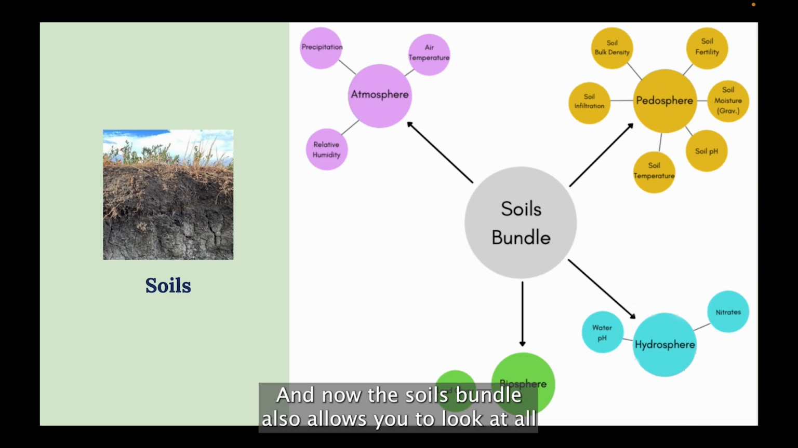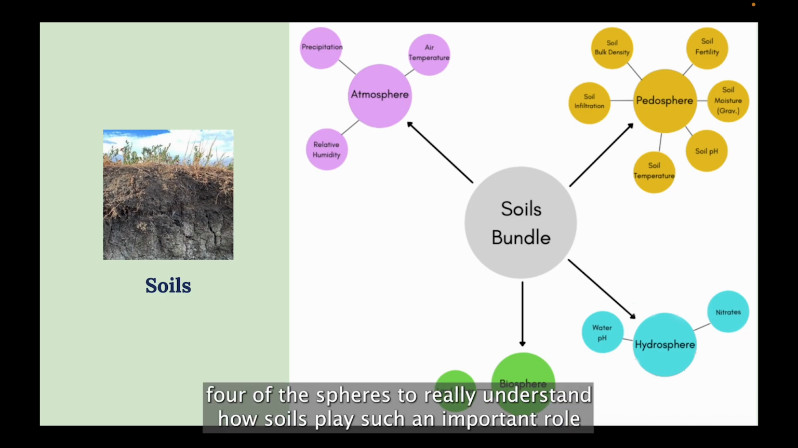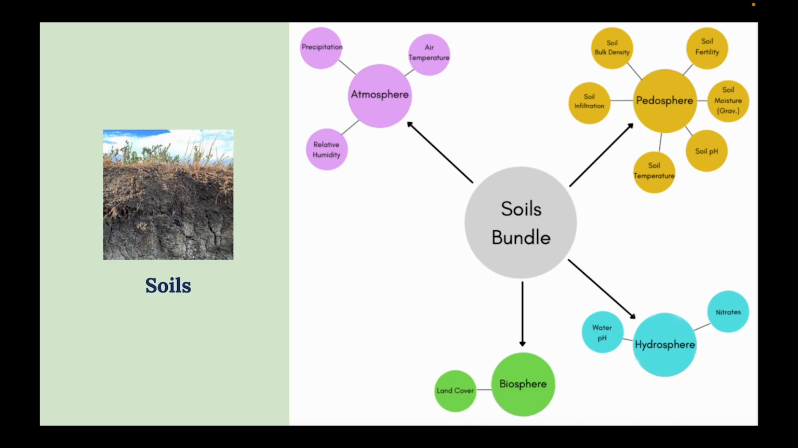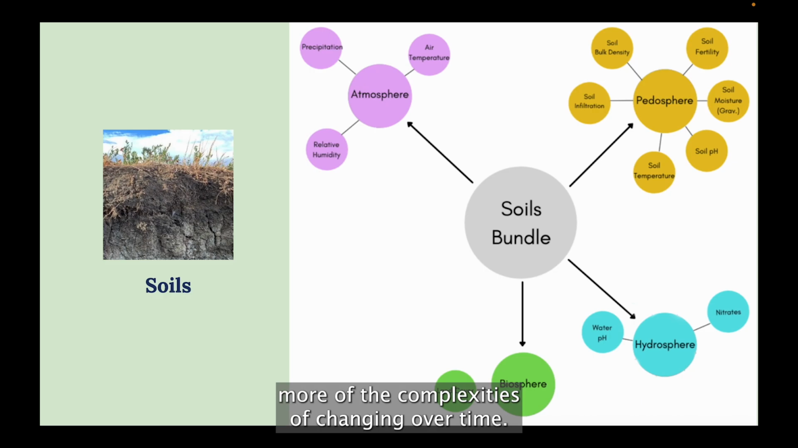And now the soils bundle also allows you to look at all four of the spheres to really understand how soils play such an important role in our global ecosystem and on our local ecosystem. Soils are what brings us food, gives us stabilization in our ground. Soils allow us to understand more of the complexities of changing over time.